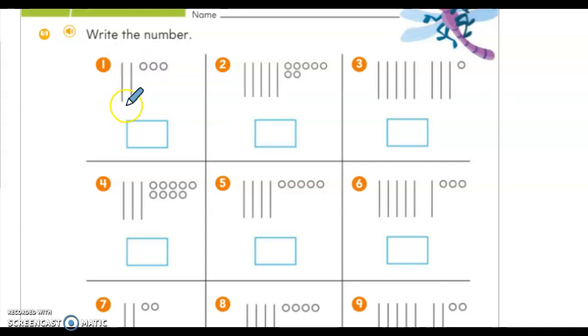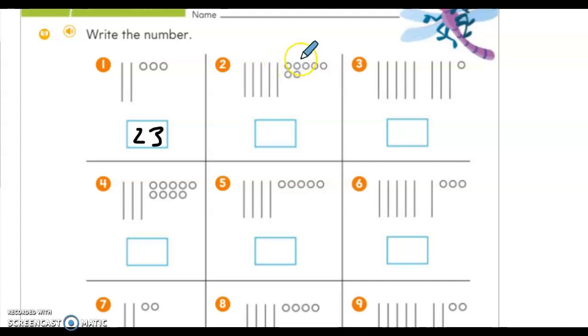10, 20, freeze. Now we're on to the ones. 21, 22, 23. Write that in the box. 23. Let's do another one. First, we start with the tens. Are you ready? 10, 20, 30, 40, 50. Freeze.